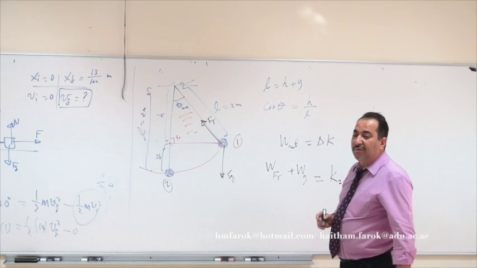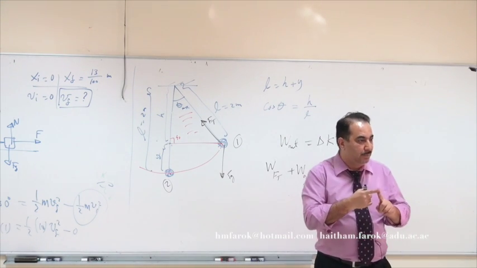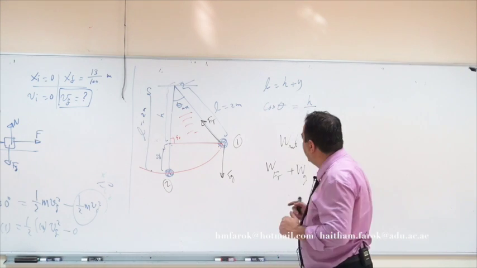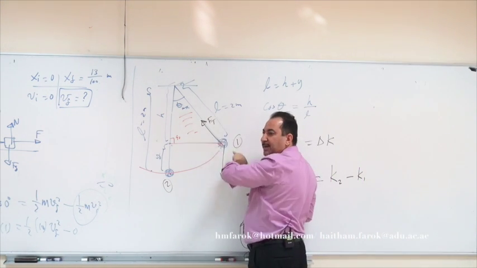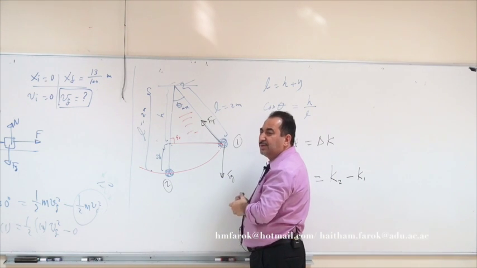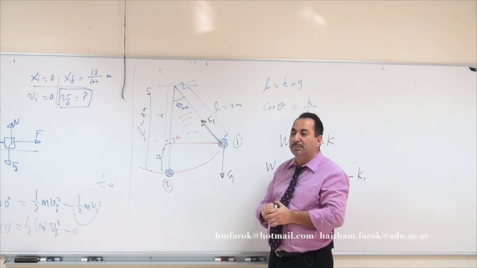How do you find the work of a force? You need the force, displacement, and cosine of the angle between them. Which way is the tension force FT? This way, right? Which way is the displacement? Is it on a straight line? On an arc, yes?